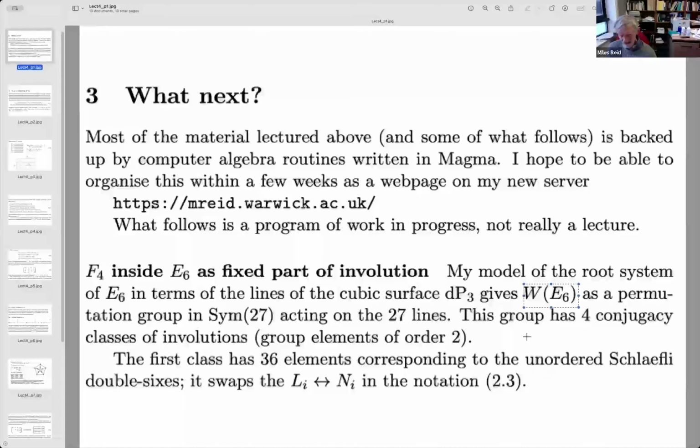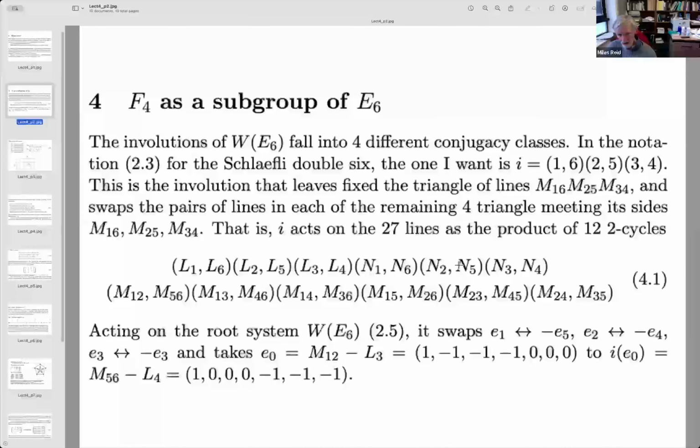So I described that last time. This is a permutation group of 27 elements. It's got 51,840 elements. It was studied by about 100 mathematicians in the 19th century, right? If you want to work with a group of that size, you normally use computer algebra.